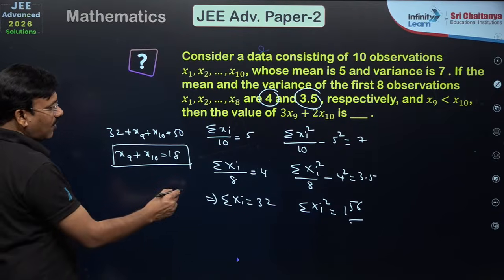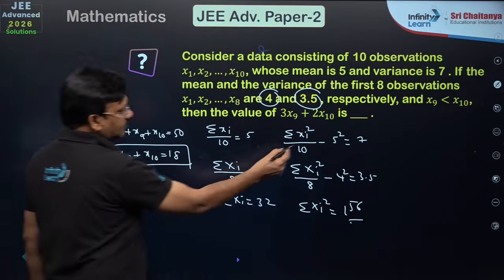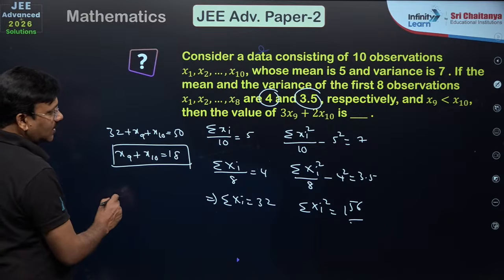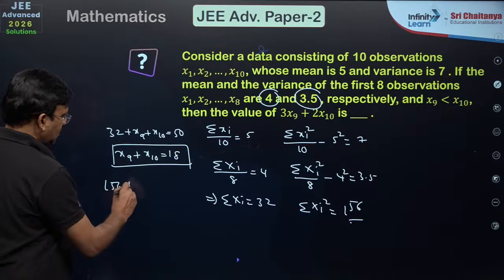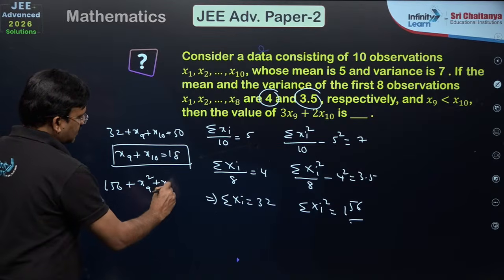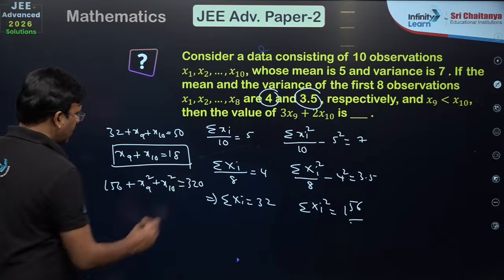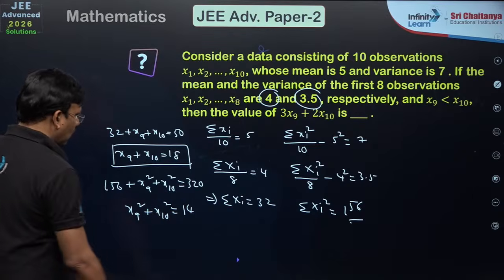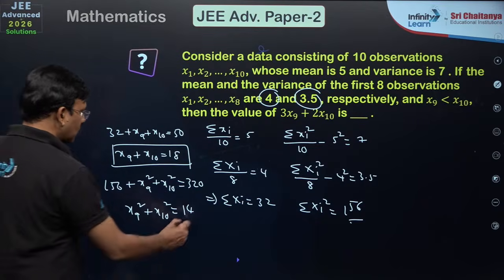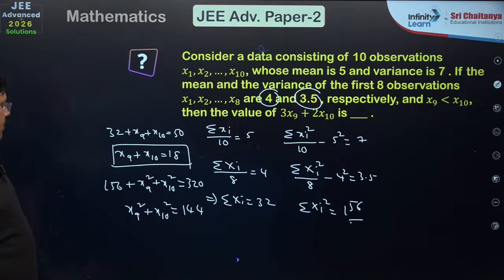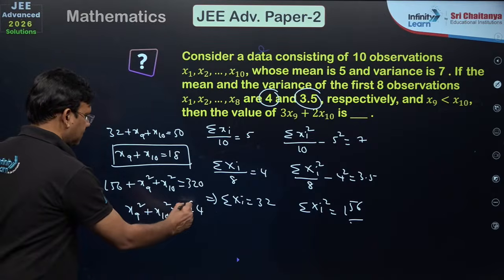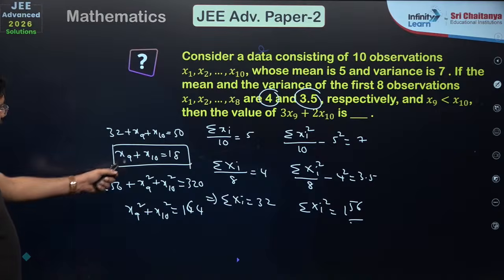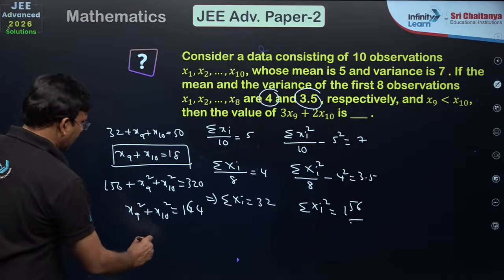Second case, sum of their squares. So this is 25 plus 7, 32 into 10, 320. So 156 plus x9 square plus x10 square is going to be 320. So x9 square plus x10 square is going to be 164. So from these two you can find x9, x10.